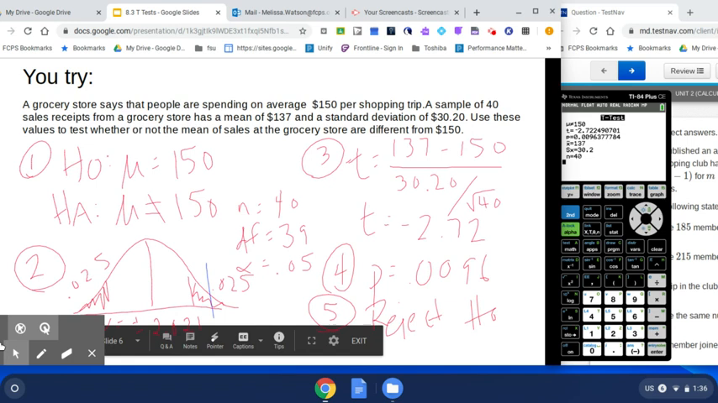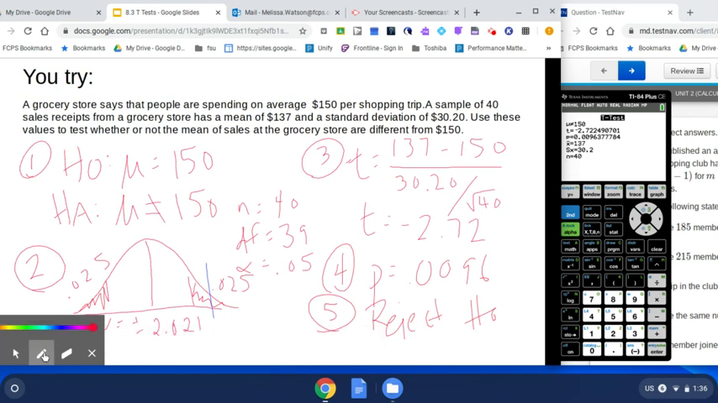If we're rejecting the null, that means that we're getting rid of the idea that the mean is equal to 150, and we're supporting that it's different than that. So my summary statement would say at alpha equal to 0.05, there does seem to be evidence to support that the average grocery bill is not $150, or it's different from $150.